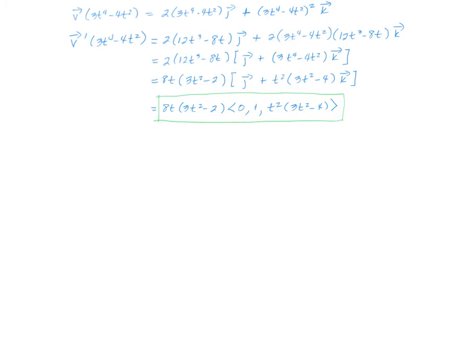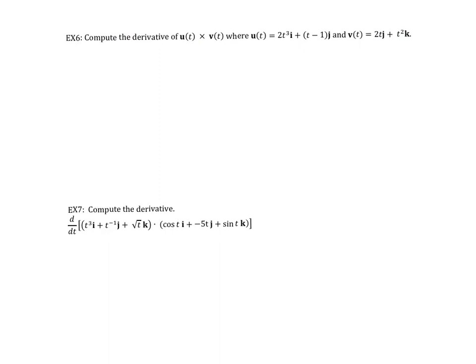Let's move on and compute some more derivatives. So we're just going to go through a few examples here before we look at integration. Example 6, we're supposed to compute the derivative of this cross product. And u is going to be 2t to the third i plus t minus 1 j. And then v is a vector that we had before, 2t j plus t squared k.